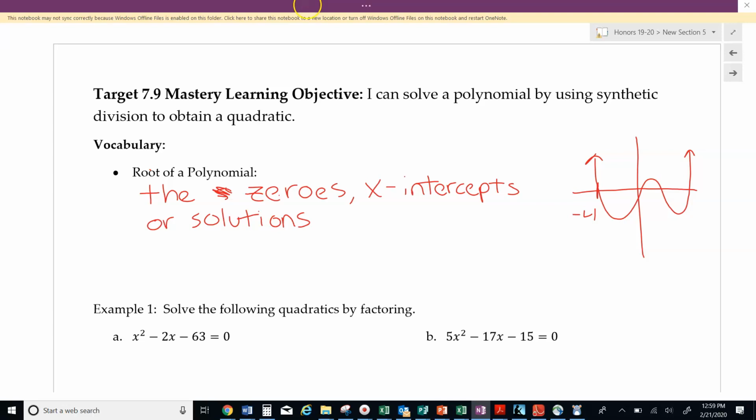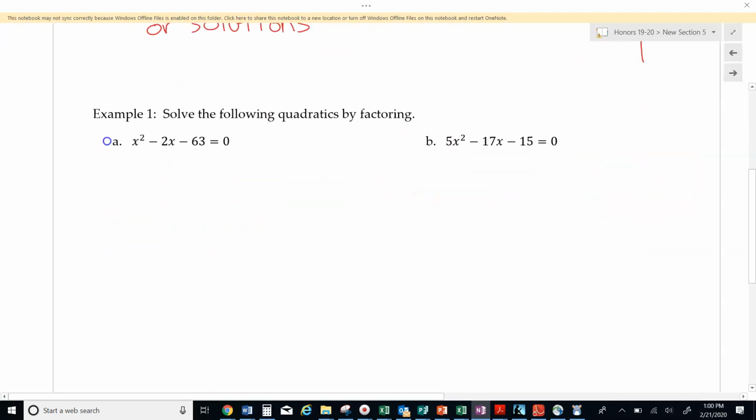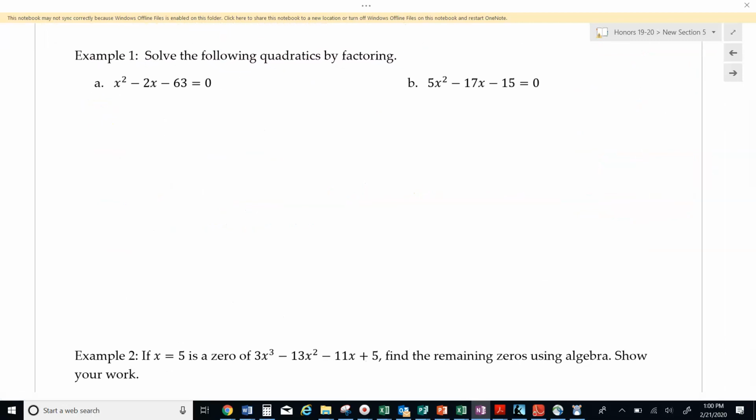So looking at example 1, solve the following by factoring. So I have x squared minus 2x minus 63. So this is going back to what we did before. Remember, when we're factoring, we always look for a GCF first. No GCF. So I'm going to draw my lovely box. I'm adding to -2 and multiplying to -63.